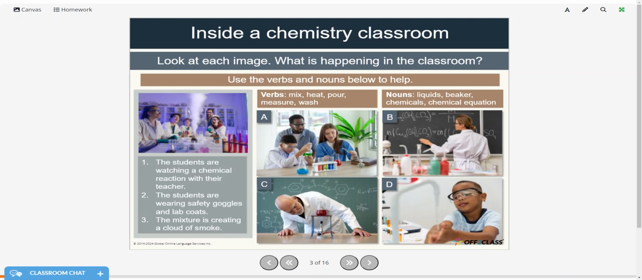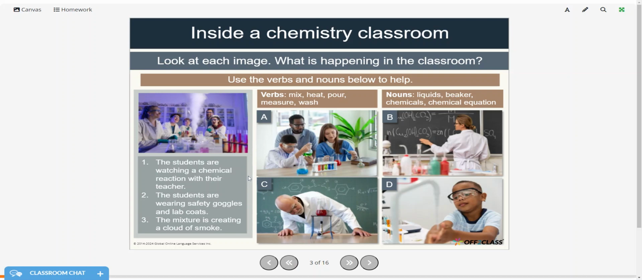So we want to look at each image and think about what's happening in the classroom. And here are some verbs and nouns that you can use to help you make those sentences. Mix, heat, pour, measure, wash, liquids, beaker, chemicals, chemical equation. And here are some examples.